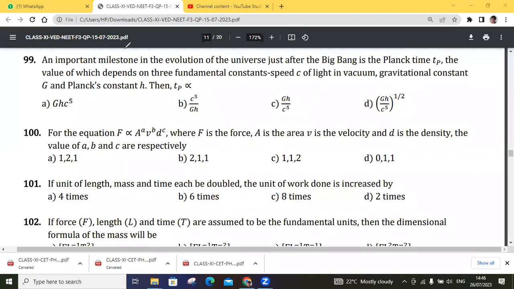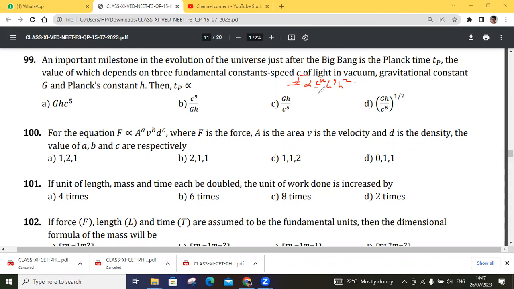We go ahead to an important milestone in the evolution of the universe. Planck time, t_P. So T is time, the value of which depends on three fundamental constants: speed c of light in vacuum, the gravitational constant G, and Planck's constant h. So T is a constant, right? Here we can do this basically by dimensional analysis: T is proportional to c power x, G power y, h power z.